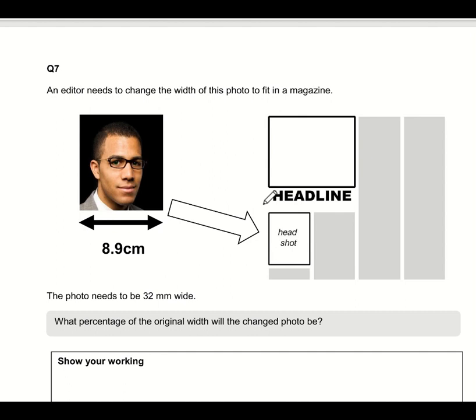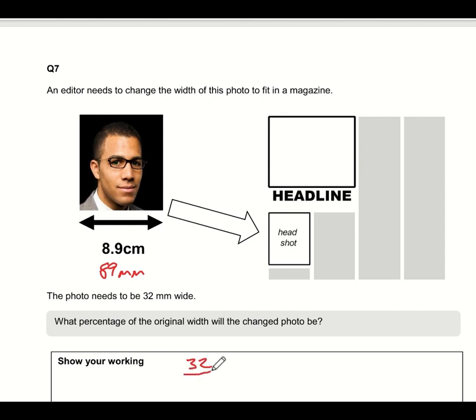Okay, question number 7. The photo needs to be 32 millimeters wide. So we're going from 8.9 centimeters, in other words, 89 millimeters. Remember, there are 10 millimeters in a centimeter, so multiply that by 10. What percentage of the original width will the changed photo be?